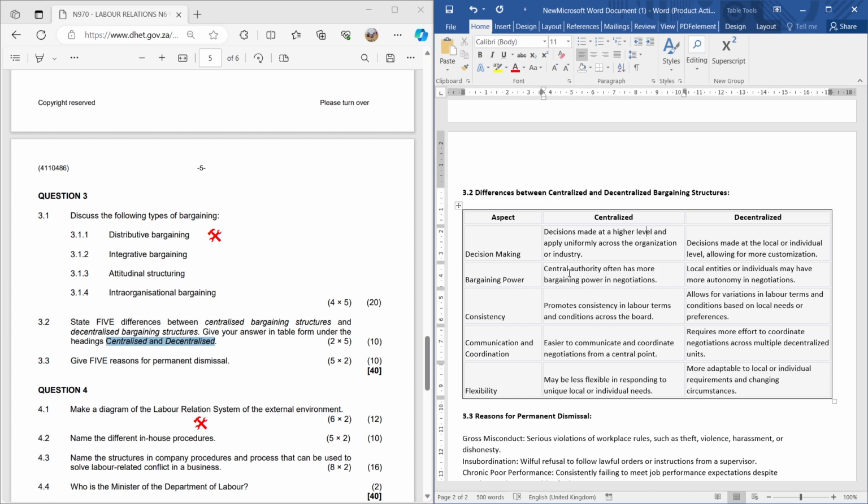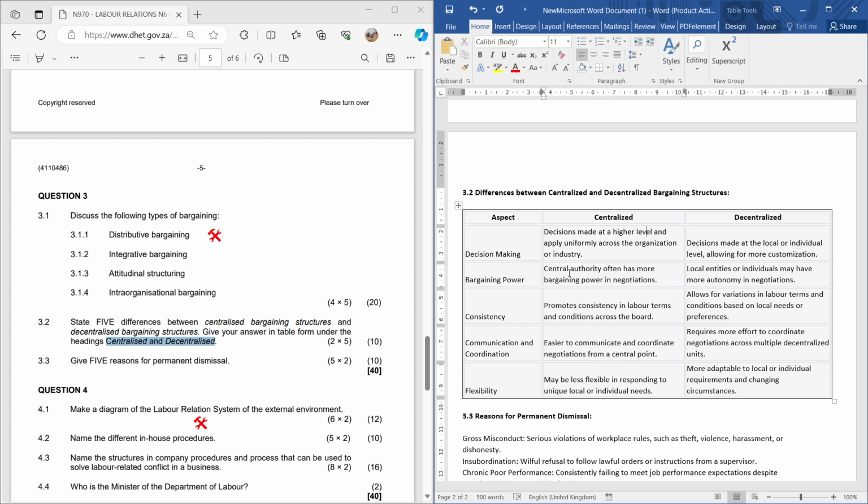However, with decentralized bargaining structures, local entities or individuals may have more autonomy in negotiations, right? So remember, when it's decentralized, that means decision making is made at a local level or individual level, and that allows for more customization of processes. You understand? So same thing as bargaining power.